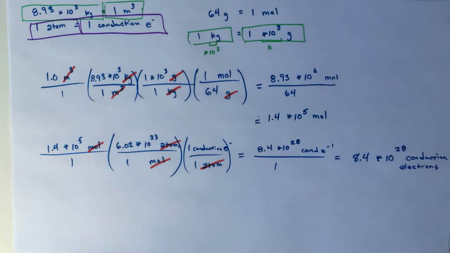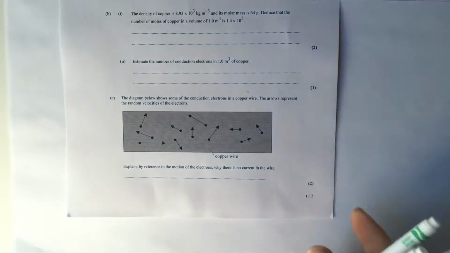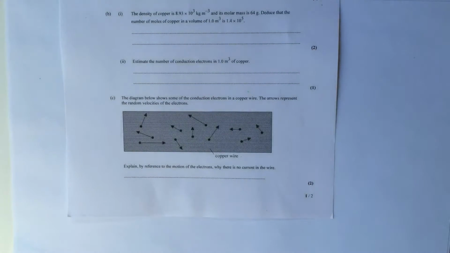Here we go. Moving on. 2C says, the diagram below shows some of the conduction electrons in a copper wire. The arrows represent the random velocities of the electrons. Explain by reference to the motion of the electrons why there is no current in the wire.